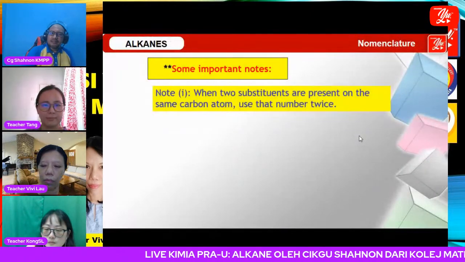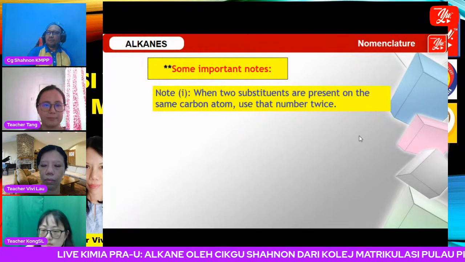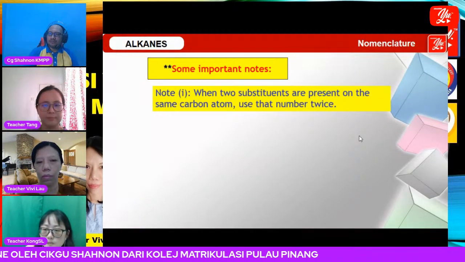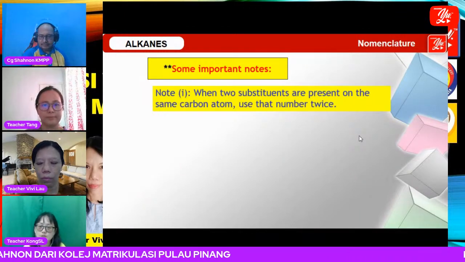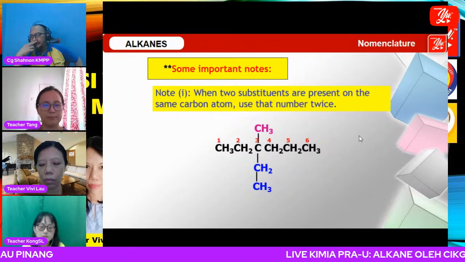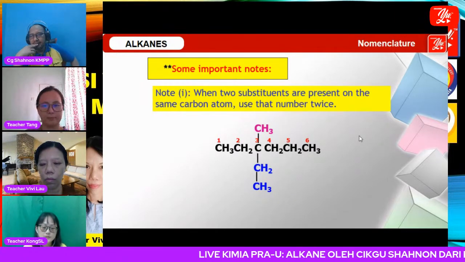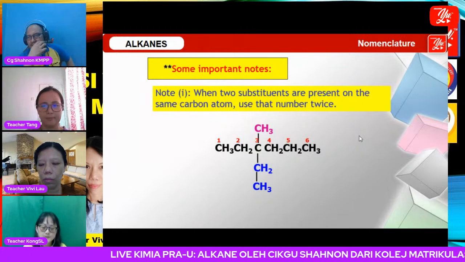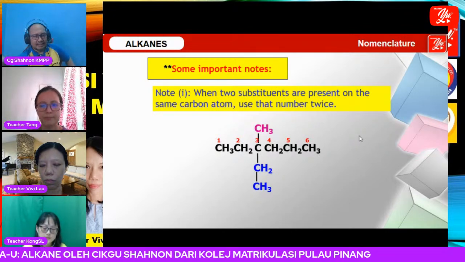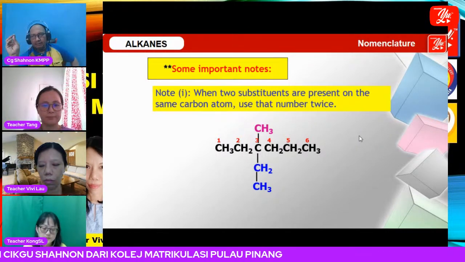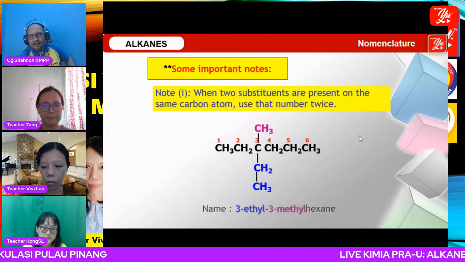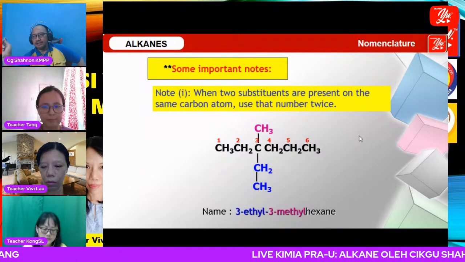Some important notes here. When two substituents are present on the same carbon atom, use that number twice. For example, we have hexane here, 1, 2, 3, 4, 5, 6, and at carbon number 3 we have a methyl and an ethyl. We have to use the number twice, right? So the name is 3-ethyl-3-methylhexane.